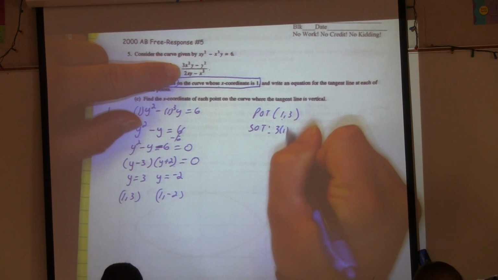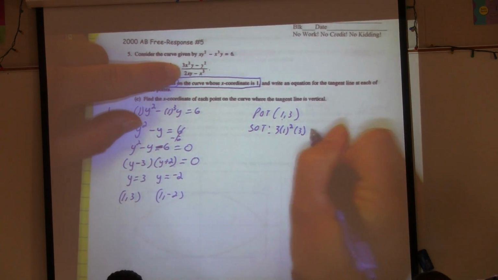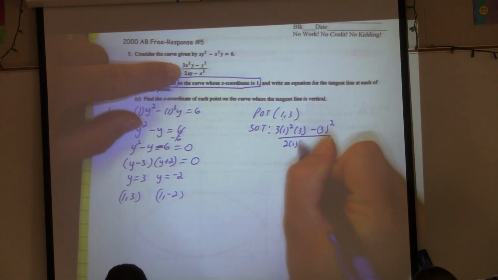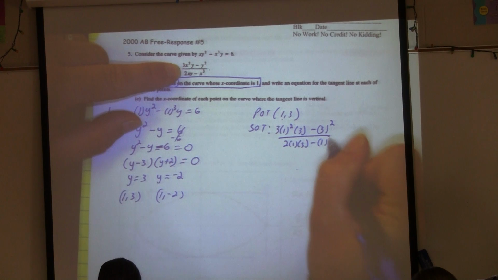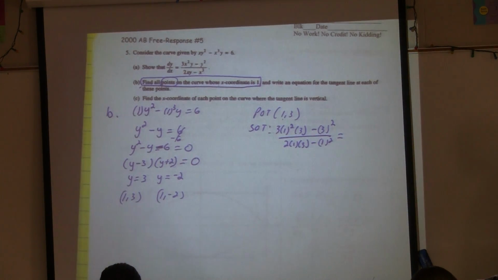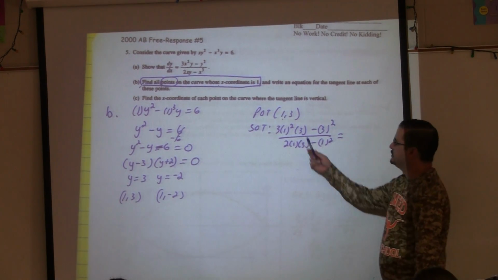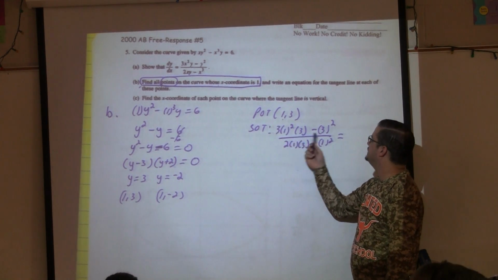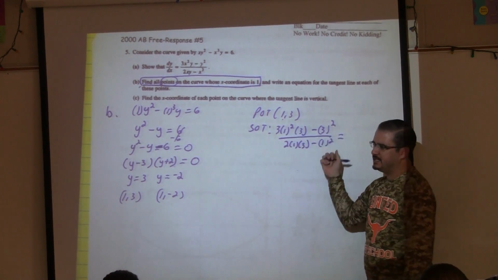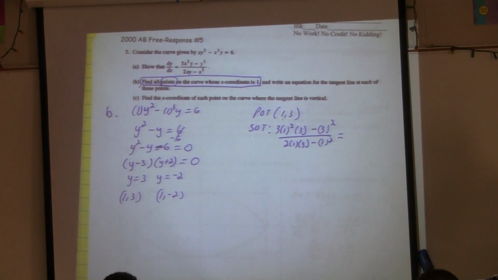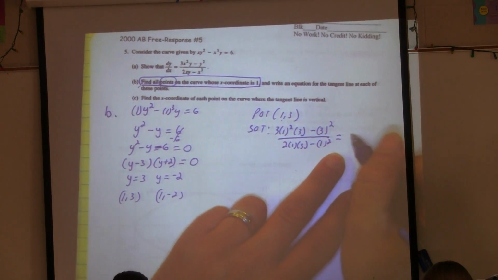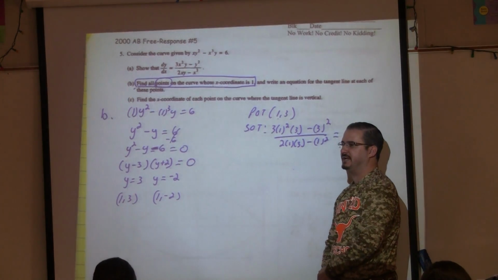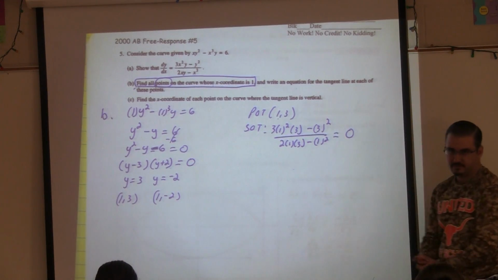So this will be 3 times 1 squared times 3 minus 3 squared over 2 times 1 times 3 minus 1 squared. So 1 squared is 1, right? Times 3 is 3. 3 times 3 is 9. 3 squared? 9. 9 minus 9? 0. So what is the answer to a fraction if the top is 0? 0. I'm not even going to mess with the bottom. Okay? I'm going to get 0 over a number, it's going to be 0.